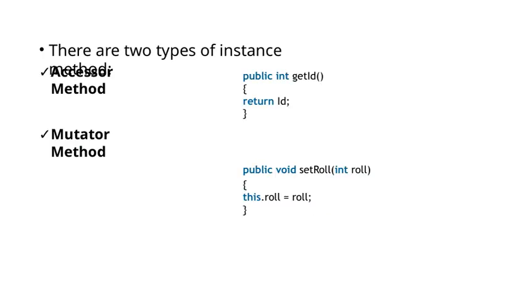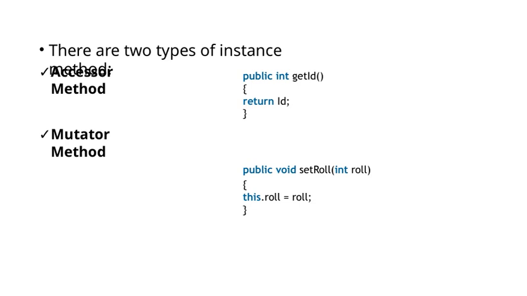Now, let's look at the two main types of instance methods in Java: accessor methods and mutator methods. These are fundamental for managing how data is accessed and modified within objects. An accessor method, like getId, is used to retrieve or access the value of a private variable. In this example, calling getId will return the current value of id. It's a way to safely expose data without giving direct access to the variable itself.